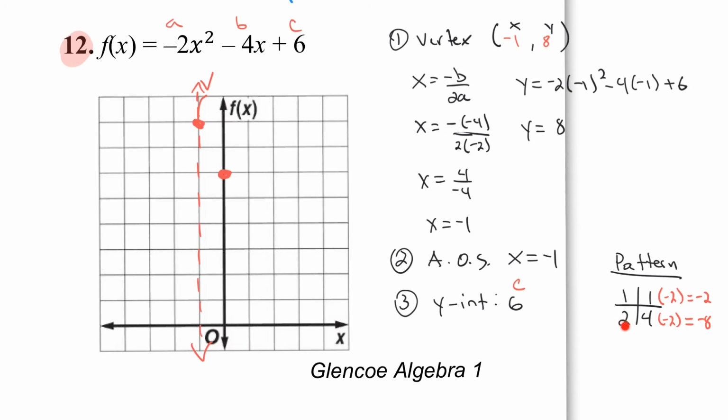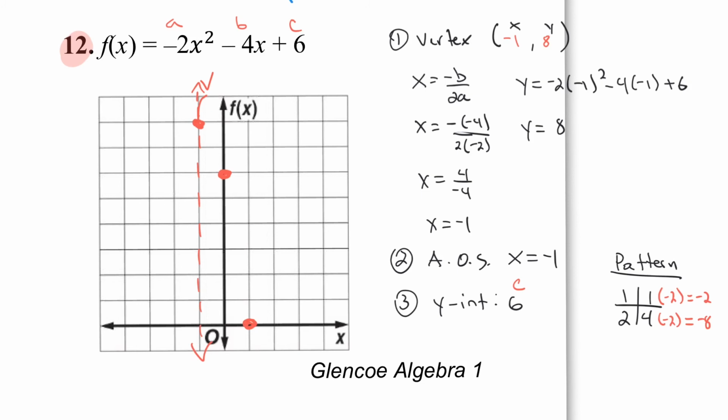2 to the right from the vertex, and -8 means down. So from here, 1, 2, 1, 2, 3, 4, 5, 6, 7, 8 down. So you guys go all the way down right there. And let me just double check that. From the vertex, 1, 2 to the right, 1, 2, 3, 4, 5, 6, 7, 8 down.